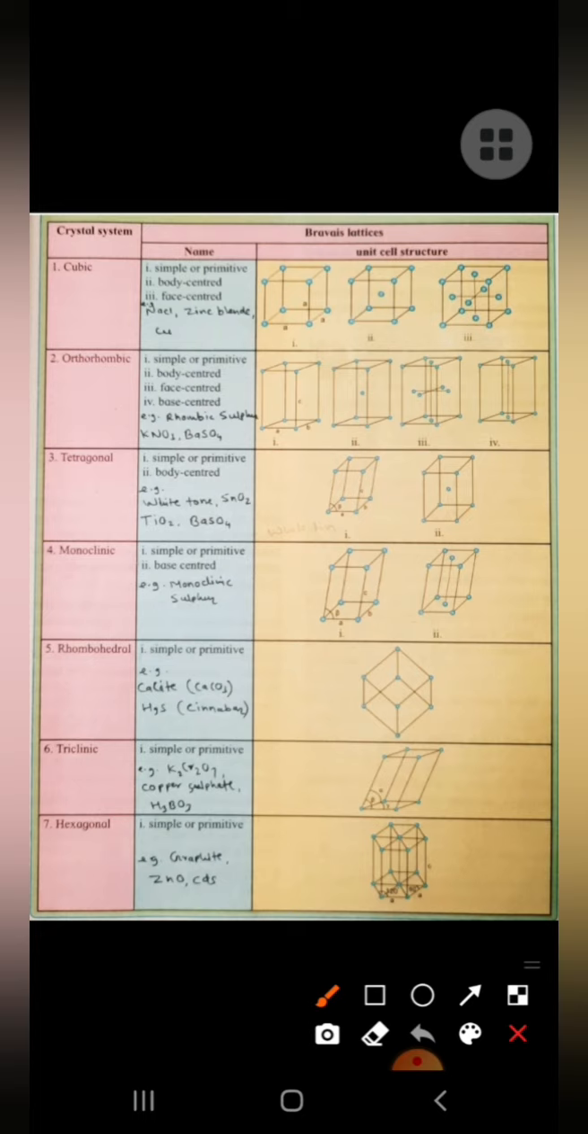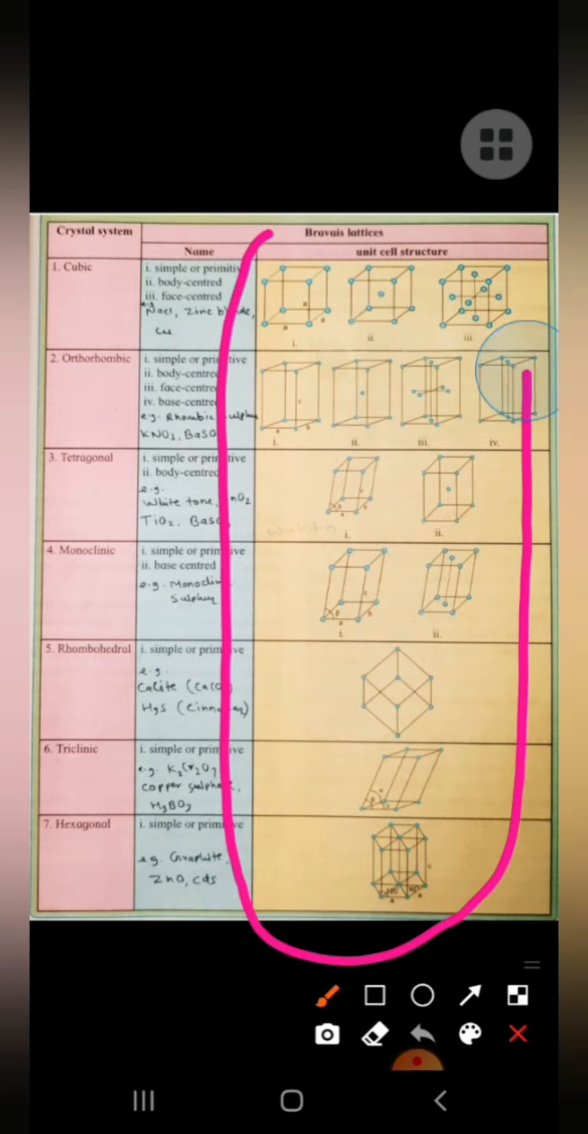That is, there are 14 Bravais lattices, or 14 unit cells, across the cubic, orthorhombic, tetragonal, monoclinic, rhombohedral, triclinic and hexagonal systems.